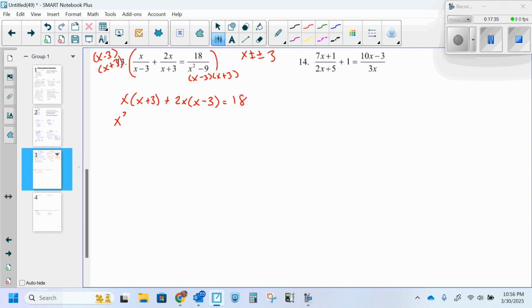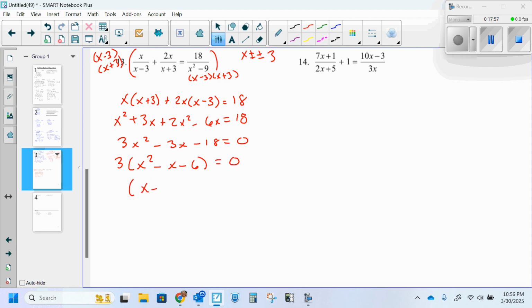Do some foiling or distributing. Subtract 18. Factor out a 3. And this one is extraneous because I have it as a domain restriction. Negative 2 is your solution.